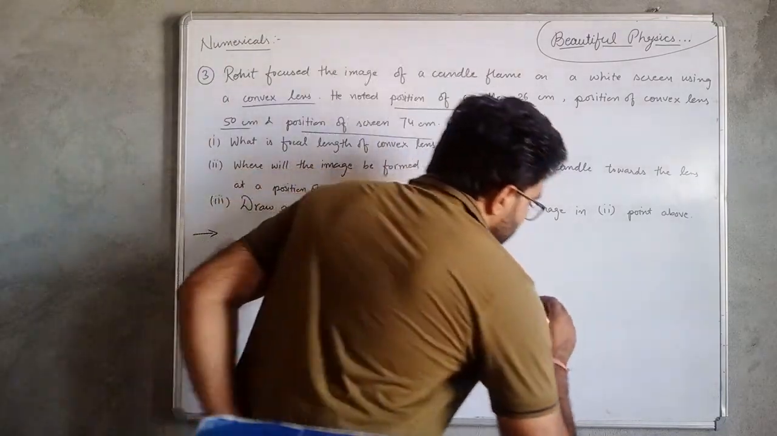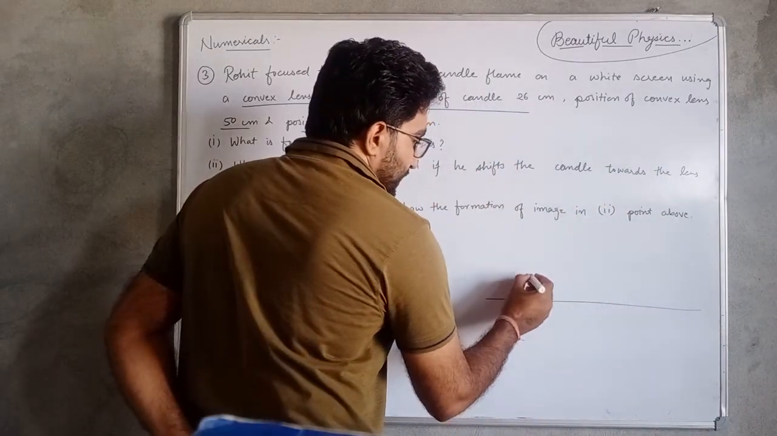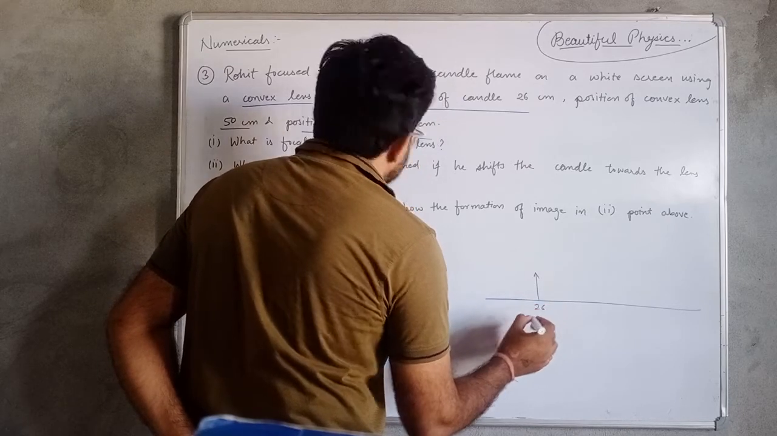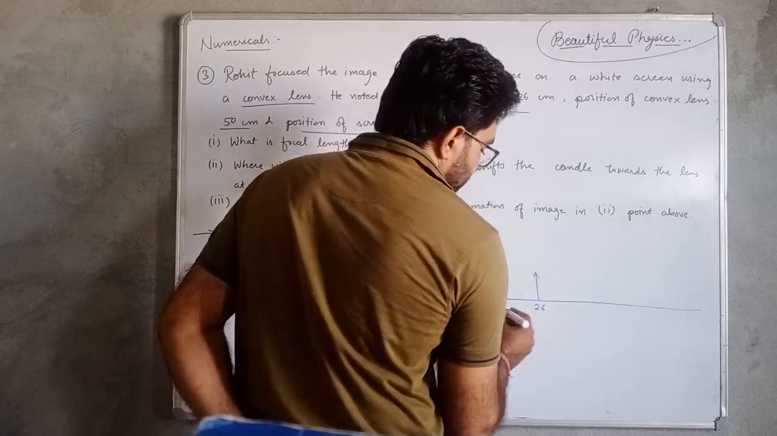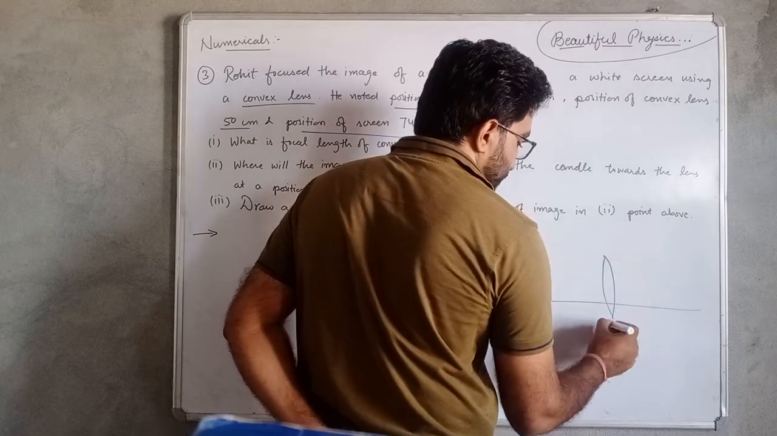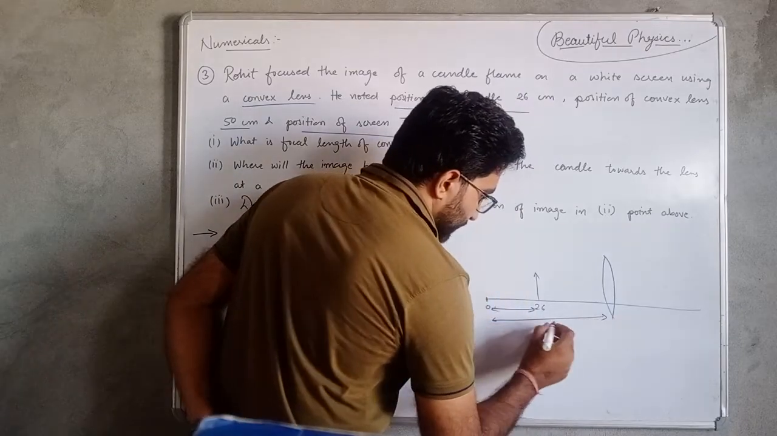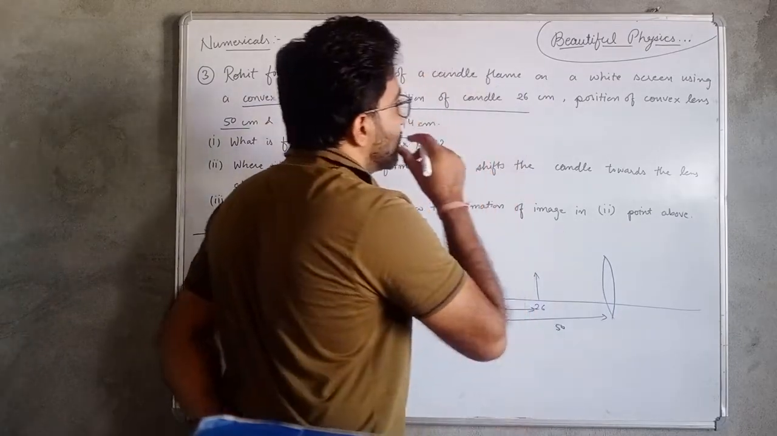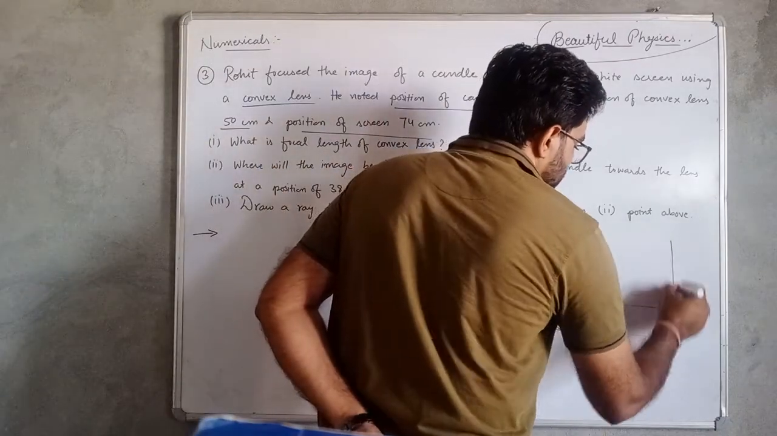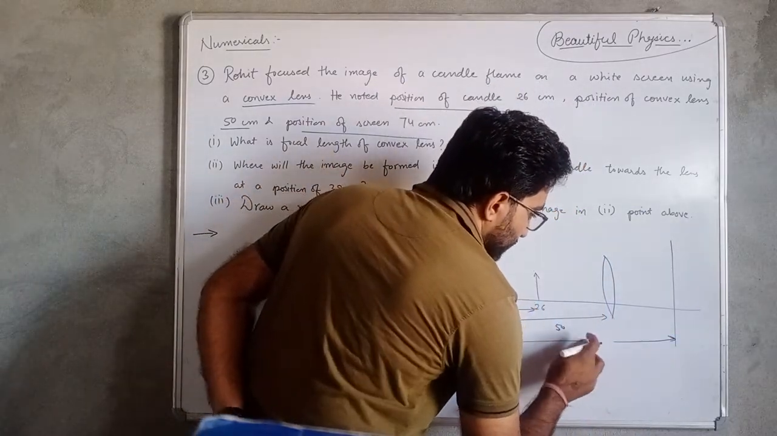Suppose this is our meter scale, and on the meter scale his candle is at a distance of 26 centimeter. It is 0, and the convex lens is at a distance of, this distance is 26 and this distance is 50, and the position of the screen is 74. Suppose here is the screen and this distance is given as 74 centimeter.